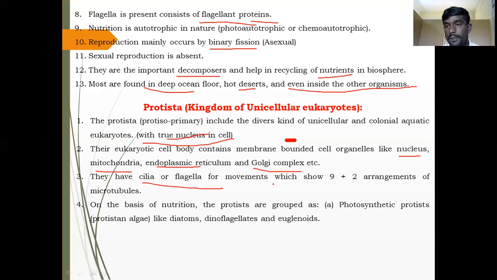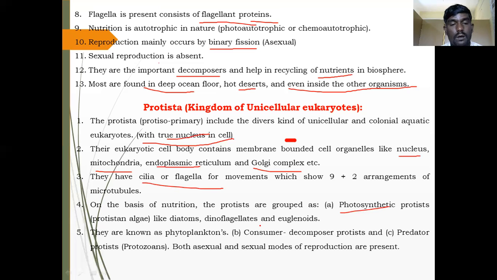On the basis of nutrition, it is very important. On the basis of nutrition, the protista are grouped in the following groups, that is photosynthetic protists, that is algae like diatoms, dinoflagellates, and euglenoids. These are the different types of nutrition. They are found in all the protozoans or protist organisms. They are also known as phytoplanktons, consumers, decomposers, predators. For example, your protozoans are also predators. Both types of reproduction, that is sexual and asexual methods, are present in protists, the kingdom of unicellular organisms.